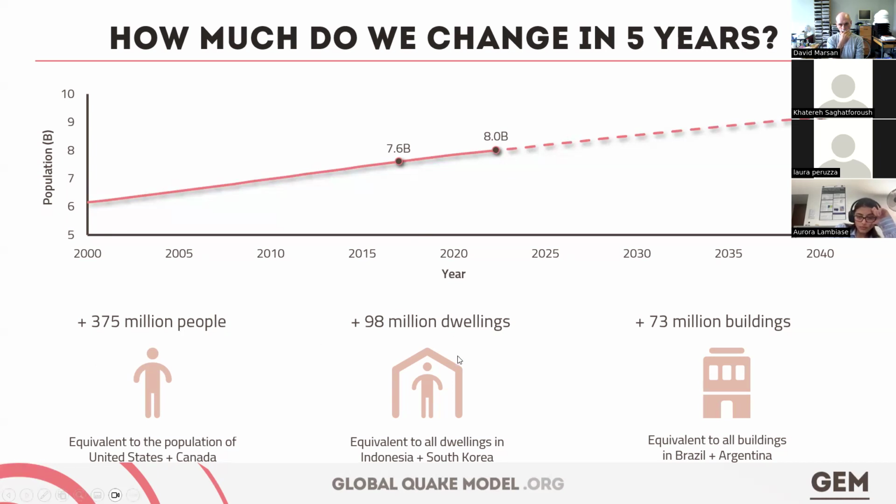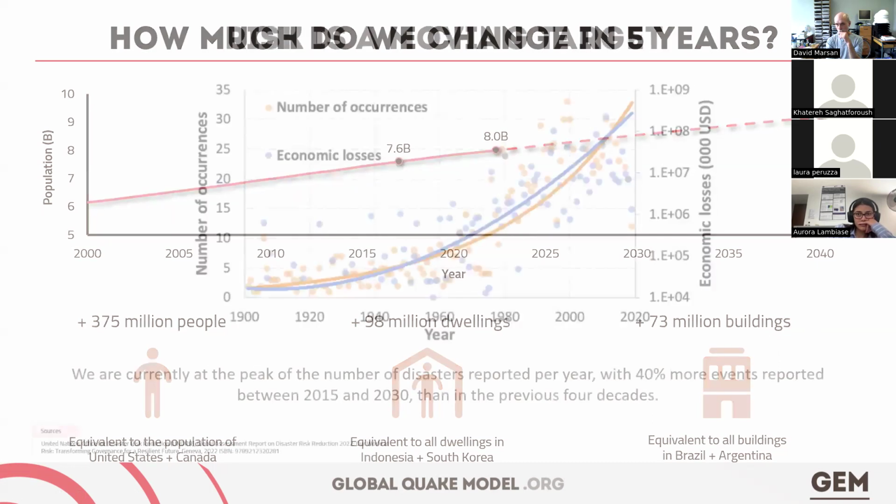How many more residential dwellings have we constructed? That is almost 100 million more residential dwellings, equivalent to adding a new Indonesia and a South Korea in just 5 years. The same is happening when we think about buildings, new establishments, new industries, new residential buildings. 100 million more buildings is equivalent to saying we have a new Brazil and a new Argentina on the planet. So you can start having a guess of how much pressure we're putting on the planet, and how that will translate into a possible increase in the economic losses that come from natural disasters, or natural hazards, let's say.